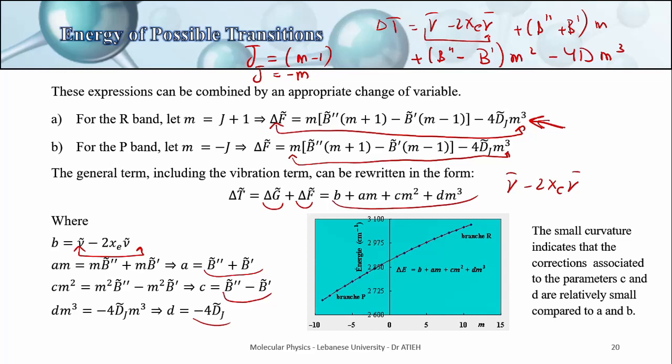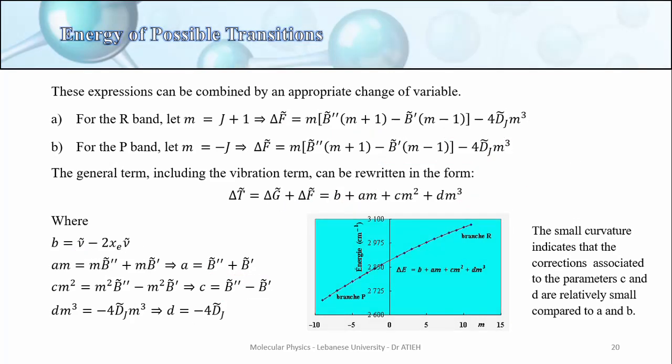If we try to plot delta t as function of m, we see that it has the shape of a line. This means that the first two parts are the dominant parts, because they have an expression of a line. A is the slope, m is the variable, and b is the intersection with the vertical. These two corrections, dm squared and dm cubed, are very, very small, which ensures that b, which corresponds to the vibrational term, and a, which is equal to b double prime plus b prime, are the most important terms that determine the wave number of possible transitions.